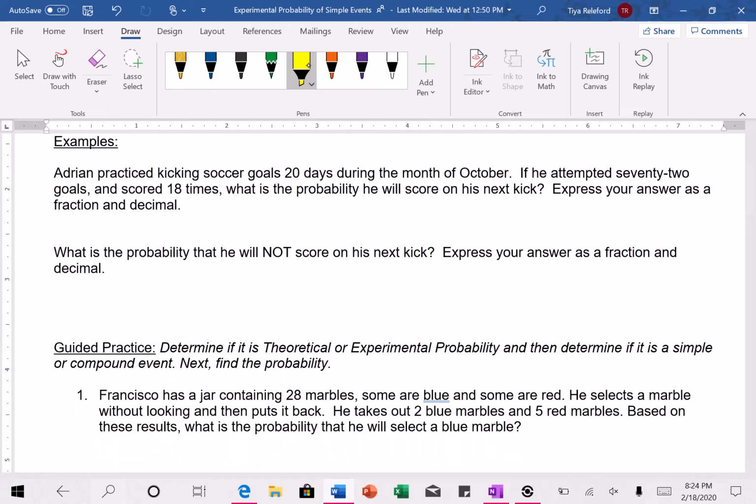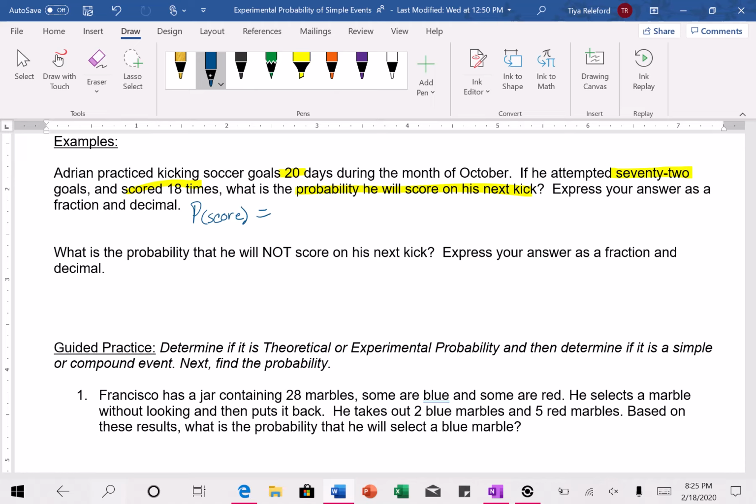Adrian practiced kicking soccer goals 20 days during the month of October. If he attempts 72 goals and scored 18 times, what is the probability he will score on his next kick? So we are looking for the probability that he will score. Now, normally we say there's two outcomes. He'll either score or he won't score. But if you've played soccer, you know that you don't score 50% of the time. That's too much. In fact, you hardly ever score in soccer.